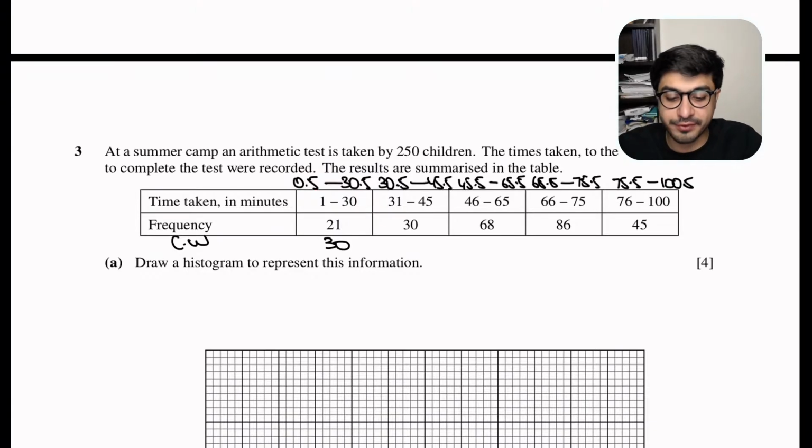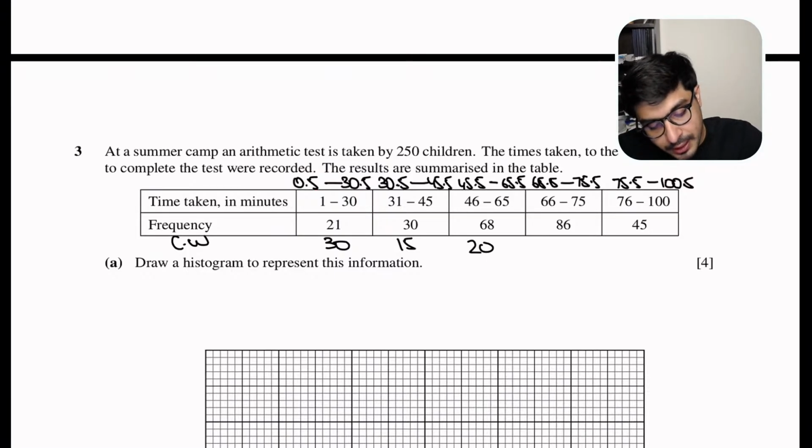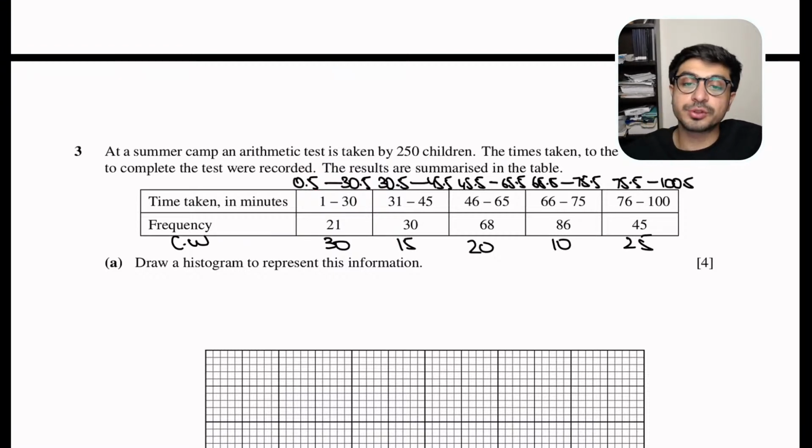Then it's going to be 45.5 minus 30.5, so it's going to be 15 over here. Then 65.5 minus 45.5, so it's going to be 20 over here. Then 75.5 minus 65.5, so it's going to be 10 over here. And then 100.5 minus 75.5, so it's going to be 25 over here. Again, the class widths are not equal.